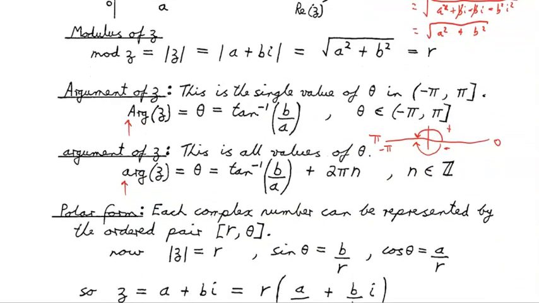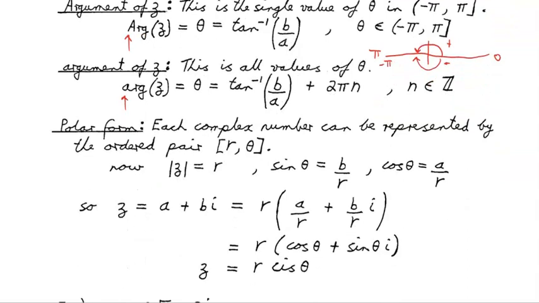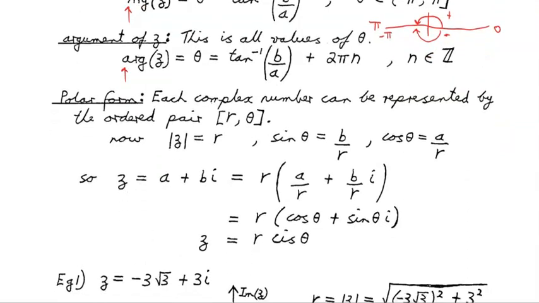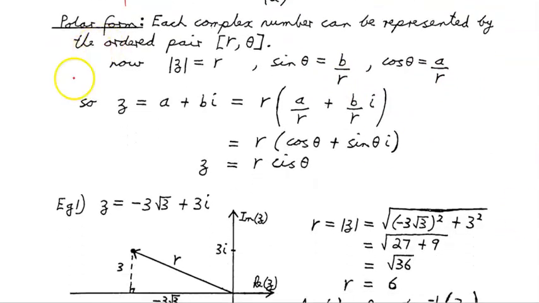All right, now just one thing, polar form. Each complex number can be represented by the ordered pair r theta. Okay, as we've seen, mod z is r, sine theta is b on r, cos theta is a on r. All right, some more things.